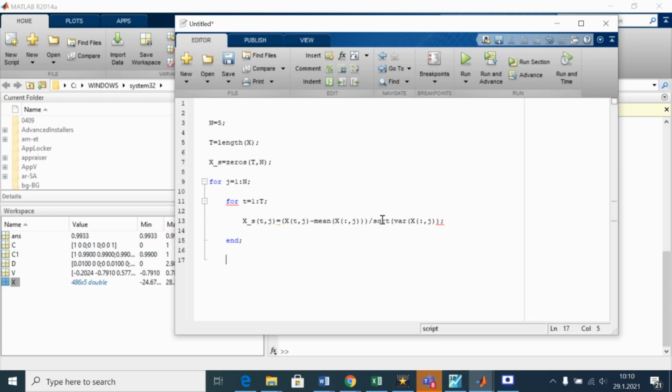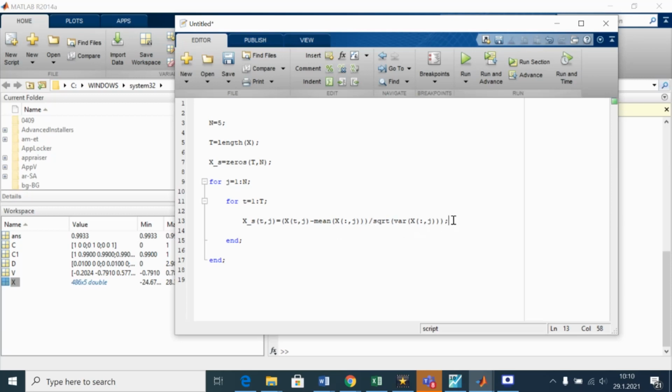Then we end this loop, and we end also the outer loop. Yeah, this is now what we do here. Let me just see if everything is correct here. Yeah, this seems to be working. And here was obviously a bracket missing.